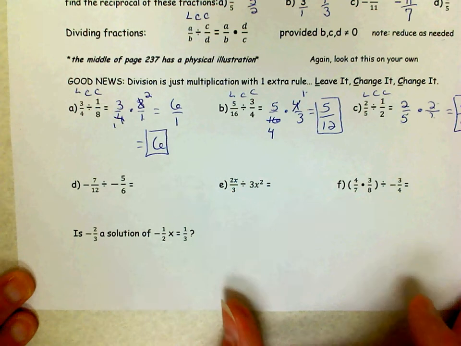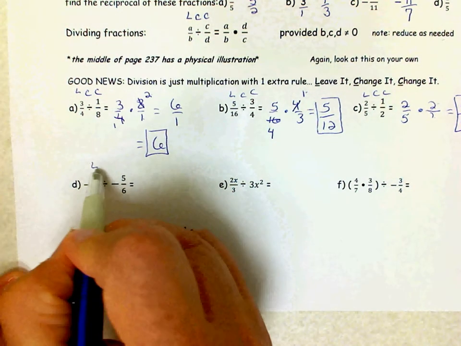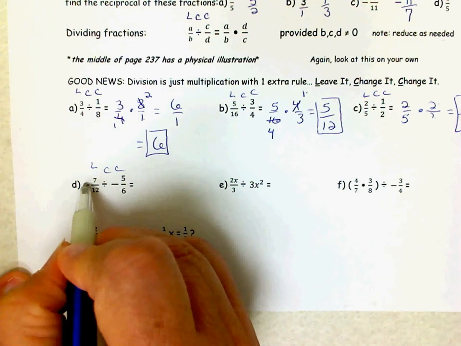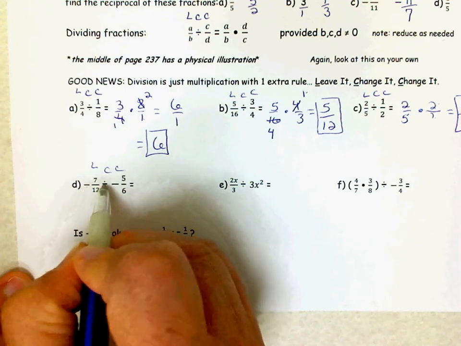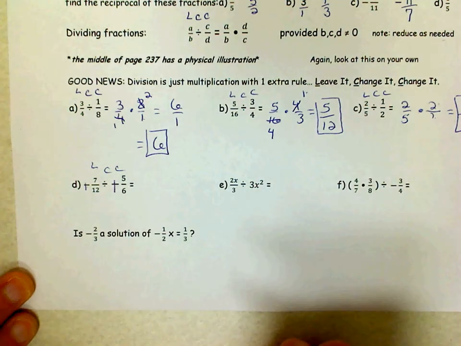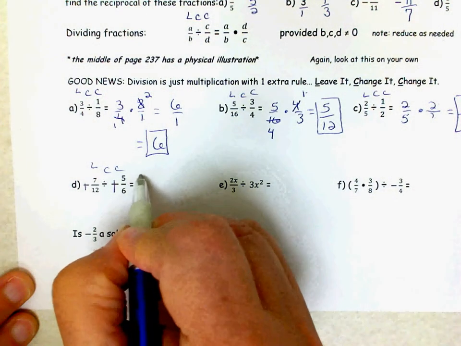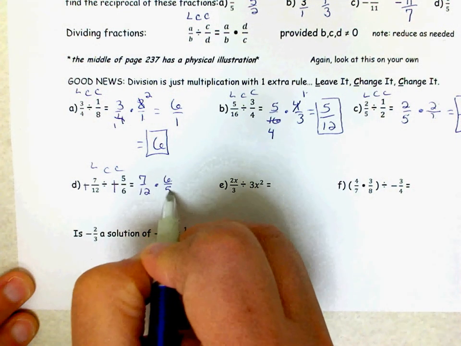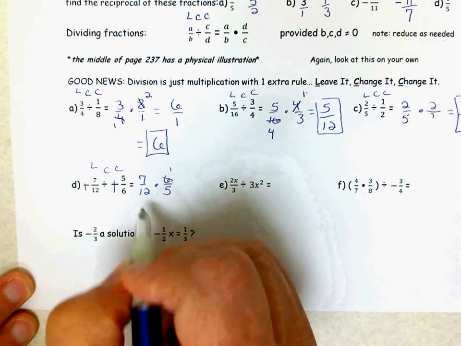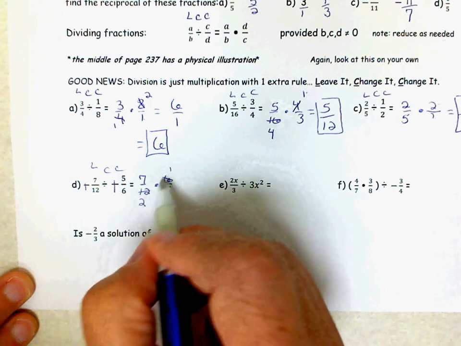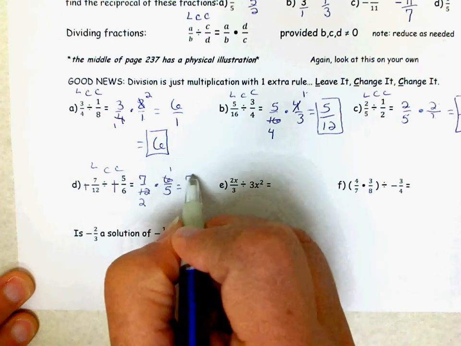So leave it, change it, change it. The first thing I'm going to do though is kill signs, because same sign divided, positive answer. So now 7/12 times 6/5. 6 goes into 6 once, into 12 twice. 7 times 1 is 7. 2 times 5 is 10.